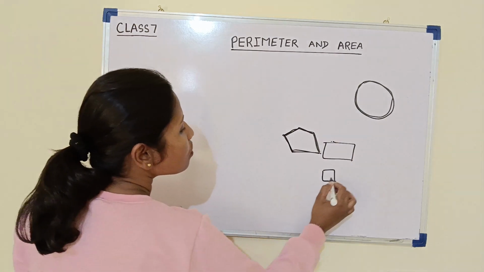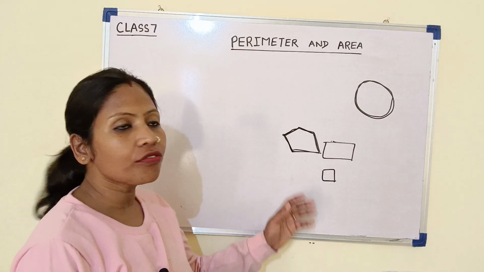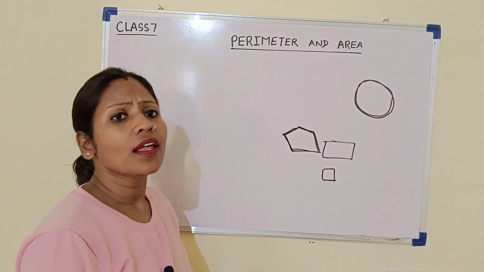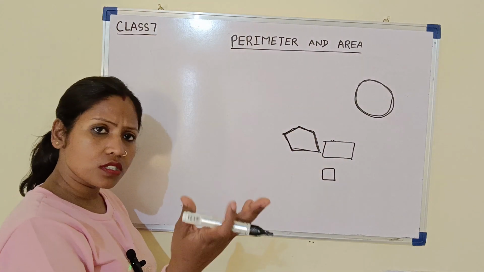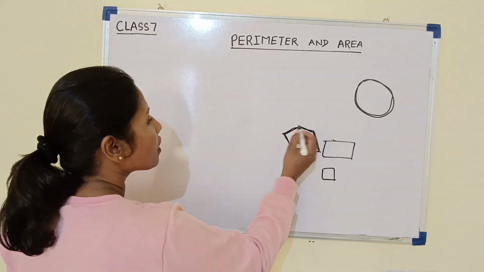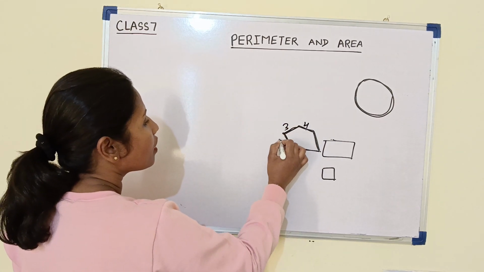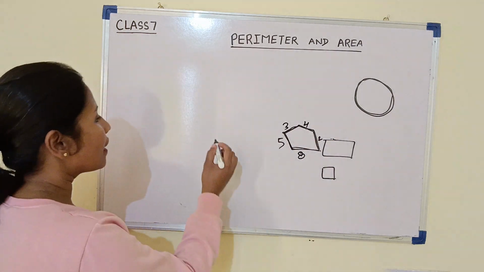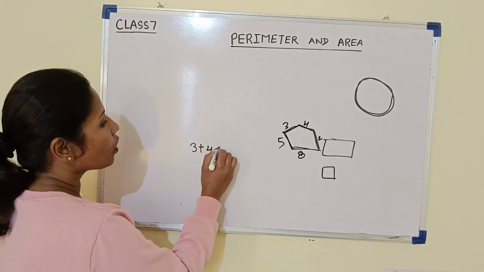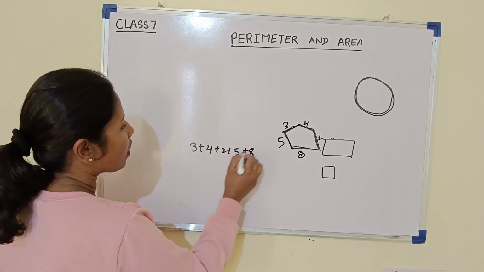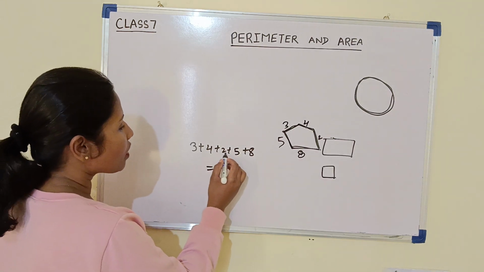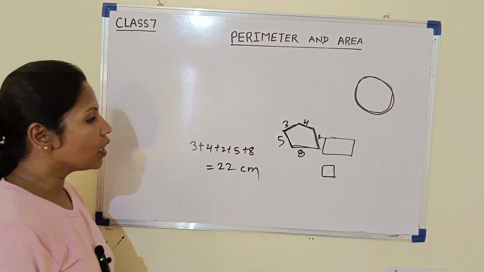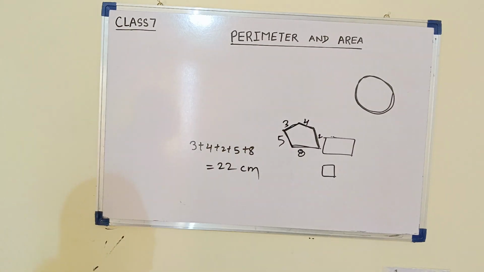Circle, rectangle, square. So we can find the perimeter of all types of shapes and irregular shapes also. We should just know the length of the outlines. Suppose I give you 3, 4, 2, 5 and 8 centimeter. For finding the perimeter, you add all of them: 3, 4 is 7, 2 is 9, 5 is 14, and 8 is 22. So 22 centimeter. This way you can find the perimeter.